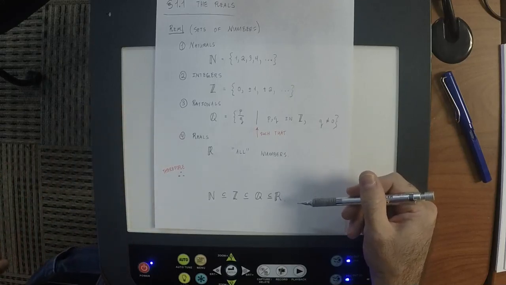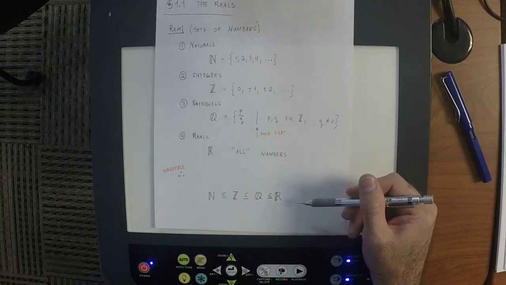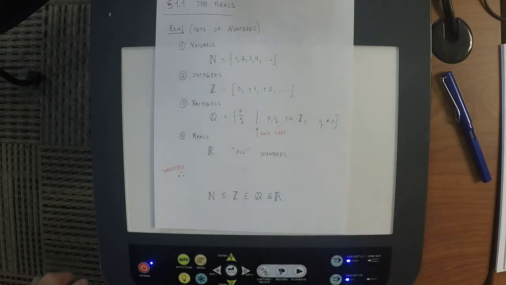So therefore we have the inclusion that the naturals are a subset of the integers, which are a subset of the rationals, which are a subset of the reals. So the reals are where we're working. So now I need to prove to you that it actually is meaningful to talk about the reals rather than just the rationals.